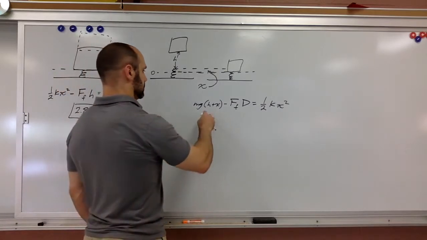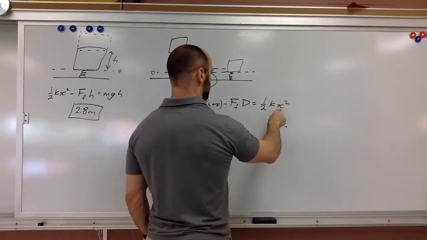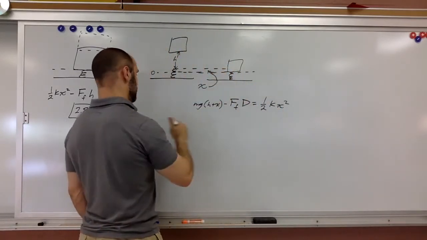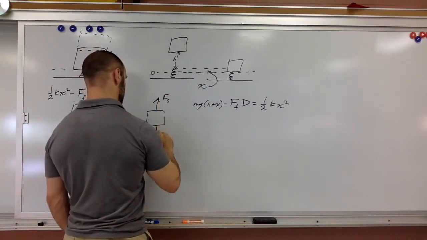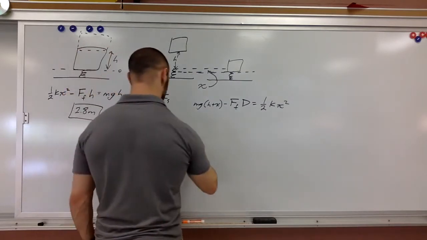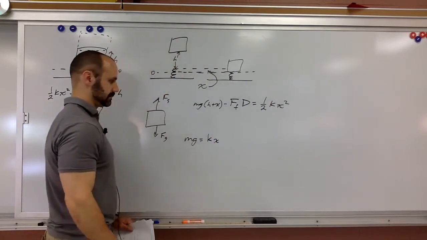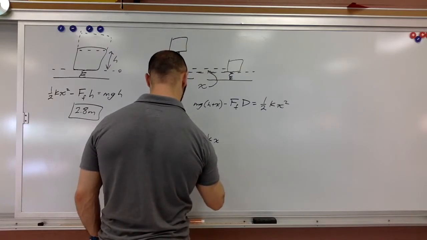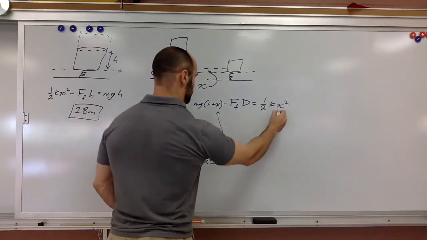So I know this height. That was 3.7 meters. But what about x? How do I figure out how much compression there is? Well, it's just resting on there. That means if I make a free body diagram of this, I've got the force of the spring that way and the force of gravity this way. The force of the spring is equal to the force of gravity. That means that mg is equal to kx. So I can use this, mg over k, to find what x is. And then I plug this in here and here.